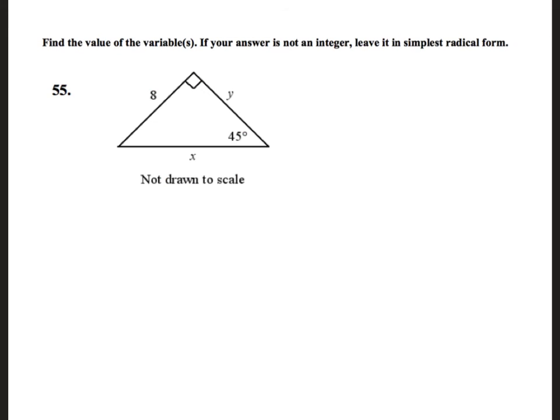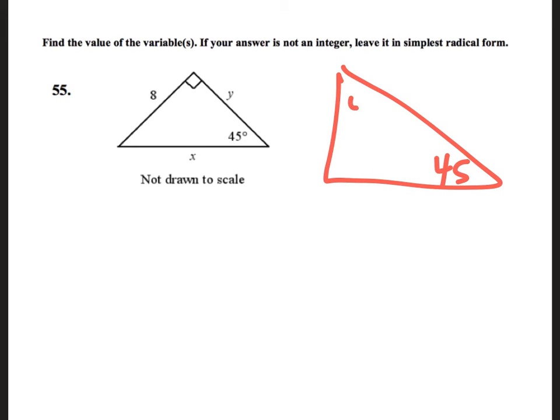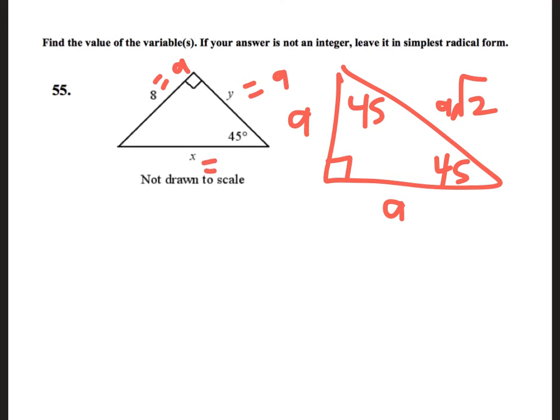All right, 55, we have a 45, 45, 90. Again, I'm going to draw my picture. We have 45, 45, that's our right angle. Both of my sides, my legs, are A. My hypotenuse is A root 2. For this one, they give us one of our legs, so that's nice because we know our A value, and we need to just find X and Y.